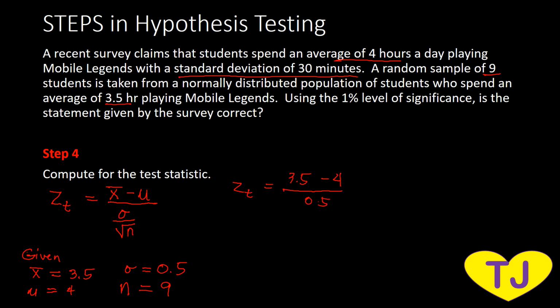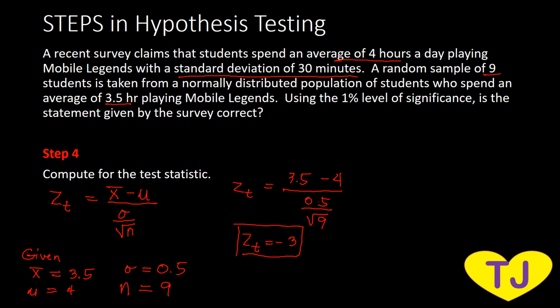And then we're going to be dividing that with the square root of your 9. So plugging that in your calculator, our z sub t here will be equal to -3. So that is our value for that test statistic. So what are we going to do next?